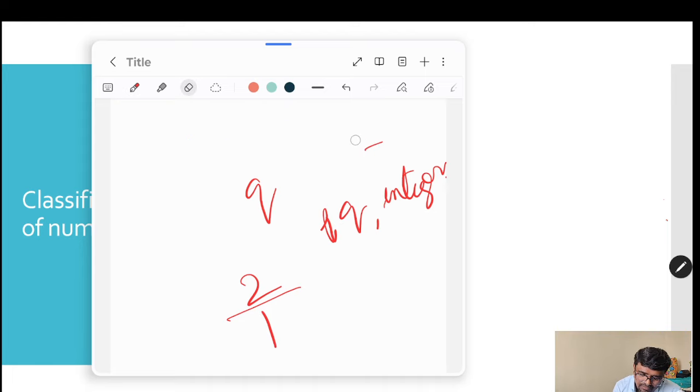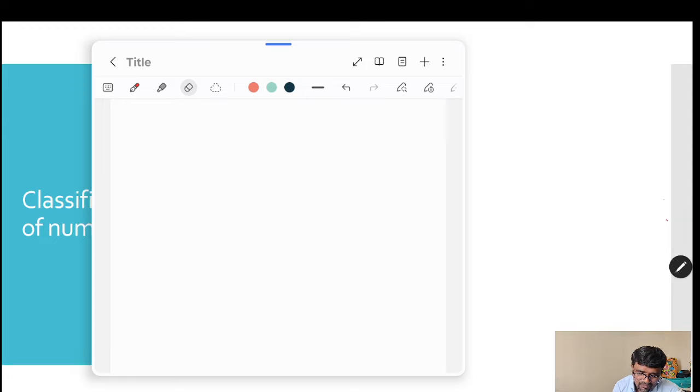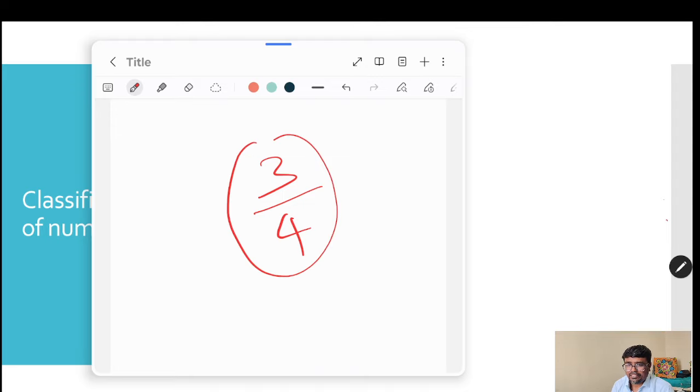Let us say 3 by 4. 3 by 4 is a fraction, but it is not a natural number. It is not a whole number. It is not even an integer. Why? Integers are 0, 1, 2, 3, 4 on the right hand side, and -1, -2, -3 and so on on the left hand side. So 3 by 4 is a fraction which cannot be written in the set of integers, whole numbers or natural numbers. So if these kinds of fractions are also included, that set will become rational numbers.